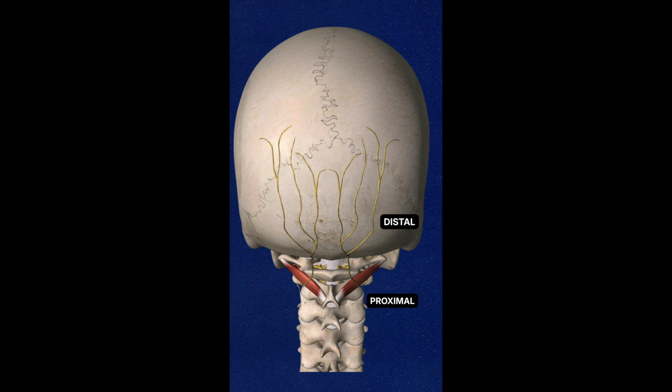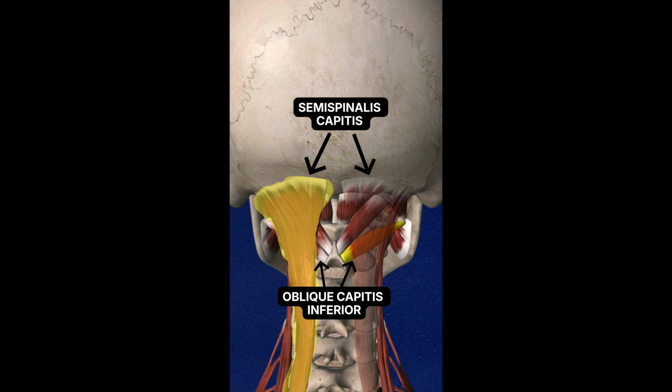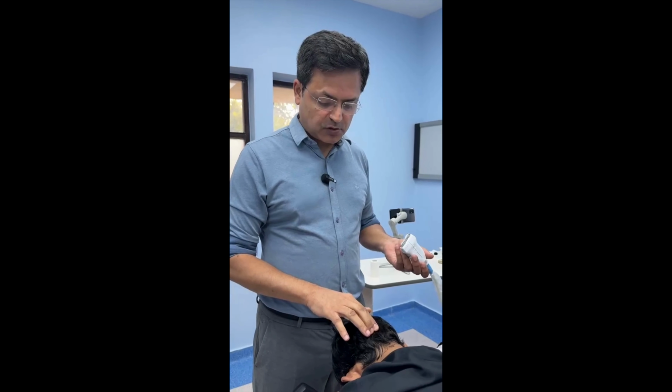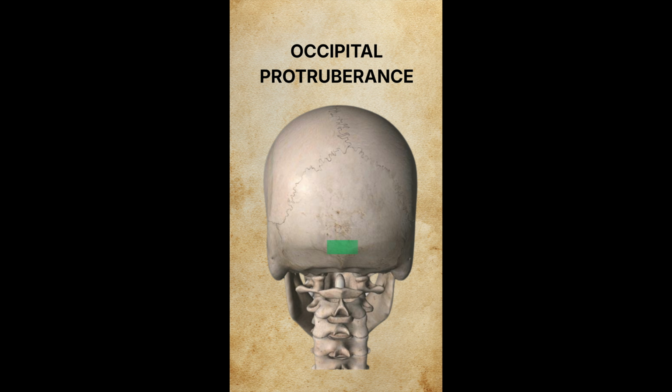Okay friends, so we're going to do a greater occipital nerve block today, and what we're talking about is a proximal approach which targets the nerve between the oblique capitis inferior and the semispinalis capitis muscle. Let's see how we go about doing it. We feel for the occipital protuberance. We start scanning from there.